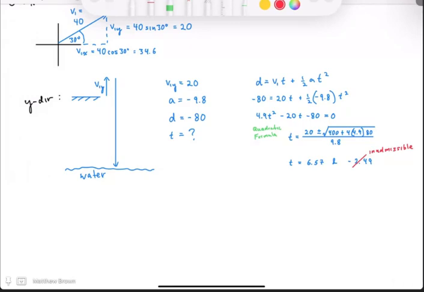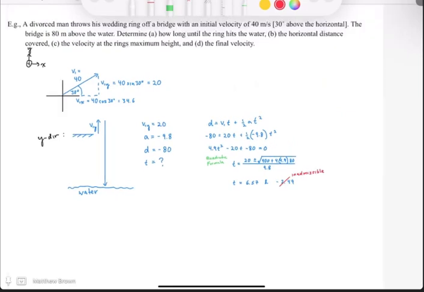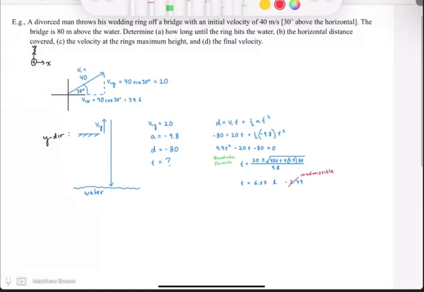But anyway, for our purposes, we now have the answer to part A, right? How long until the ring hits the water? And again, we didn't need the X direction at all for this part, right? It takes 6.5 seconds to hit the water. So now we can look at part B, the horizontal distance covered. Right? So now we need to look in the X direction.